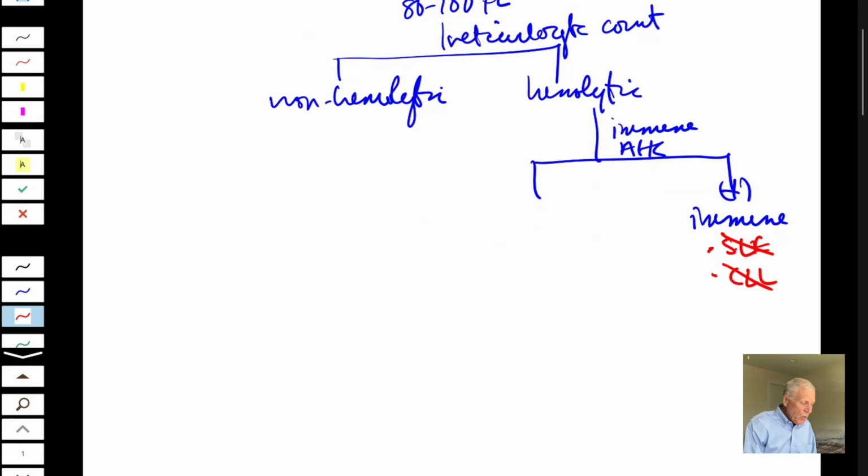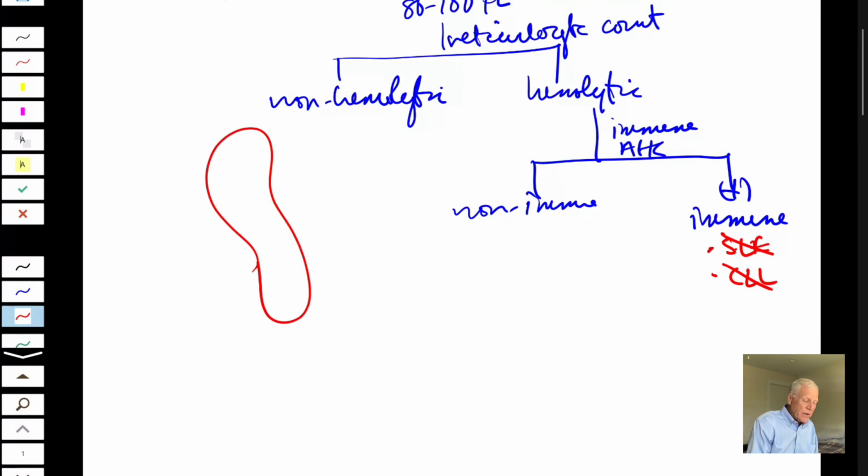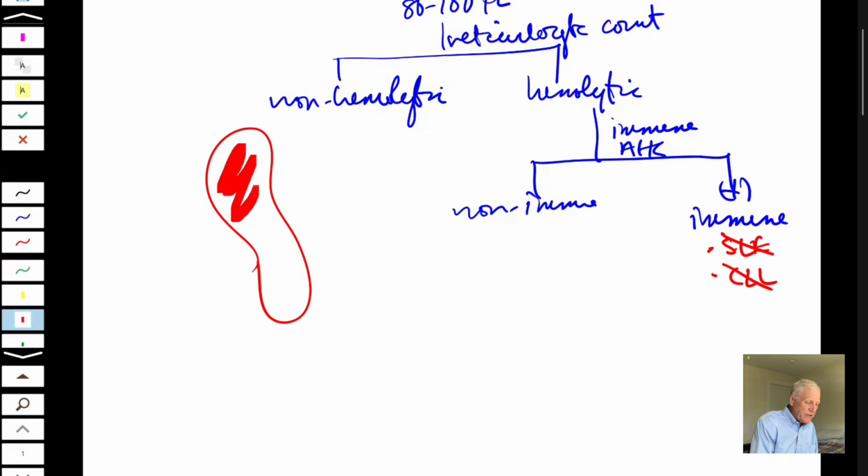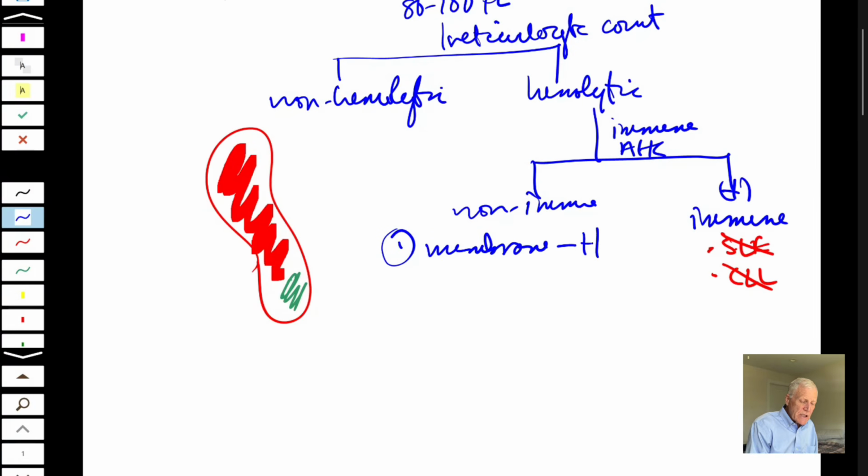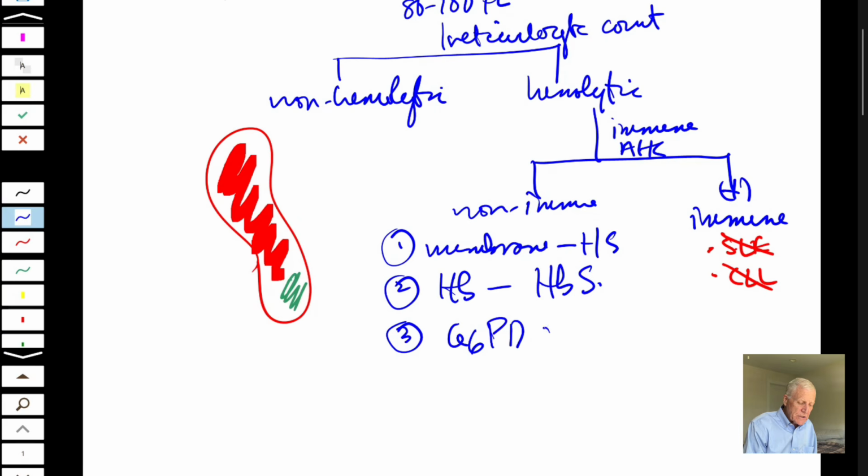So then we say, okay, well, how do we approach the non-immunes? And these are going to be mostly my congenital hereditaries. And then you say, well, how do you think about a red cell? Well, I sort of think it's a membrane that's filled with its major protein, which is 95% hemoglobin. And then you throw in a handful of enzymes as antioxidants. So that's going to give me my three non-immunes. It's going to give me my membrane, which is HS. It's going to give me my hemoglobin, which is going to be a hemoglobinopathy. And in America, those are all going to be sickle cell. And then it's going to be my enzyme deficiency, which is going to be G6PD deficiency.